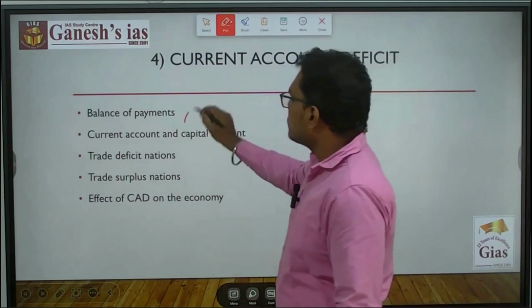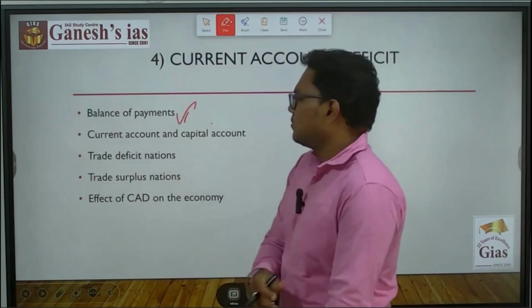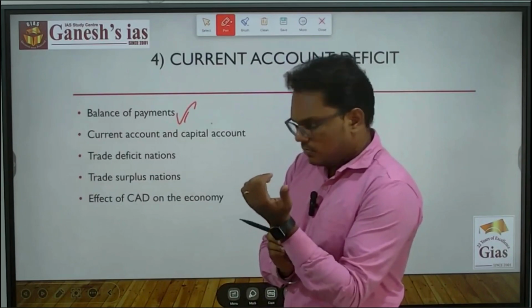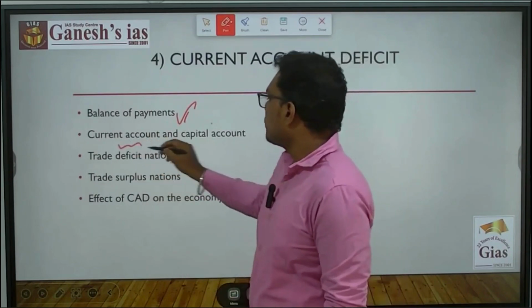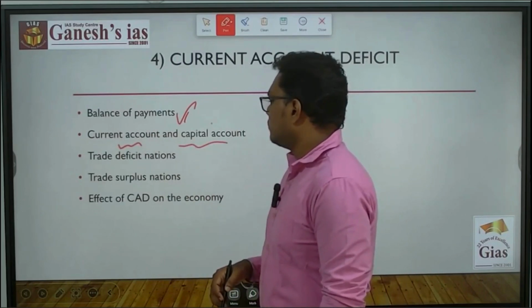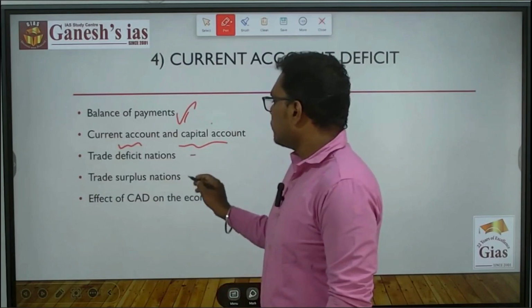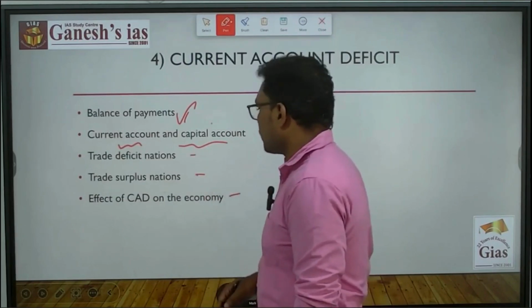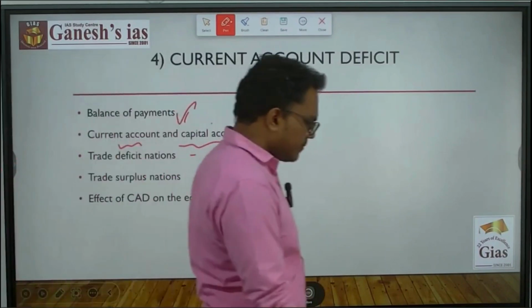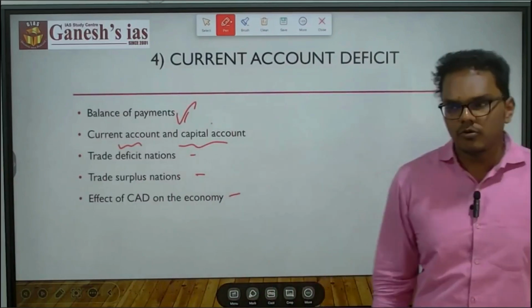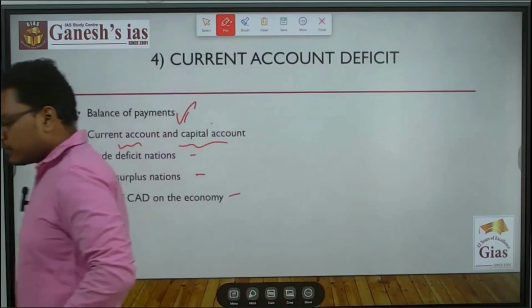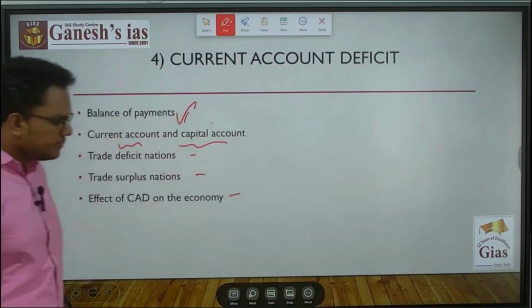And then first you need to know what the balance of payments is. Then you need to know the difference between your current account and your capital account. And then you need to know about the trade deficit nations and the trade surplus nations, which we'll discuss. There's one more current affair coming up; we'll discuss that there. And then you have to know about the effect of current account deficit on the economy.